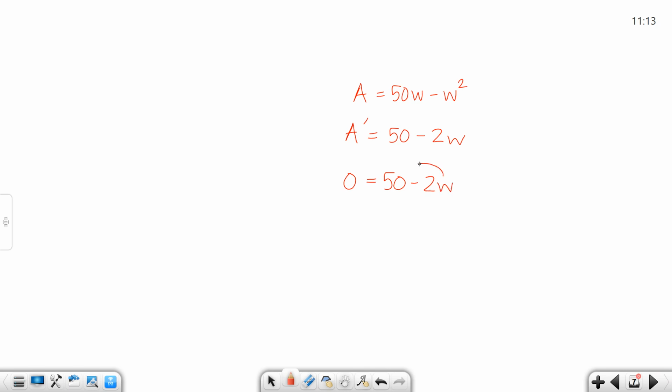Okay, I'm going to move the W over. So 2W would become positive, equals 50. So W would equal 25. Okay, so 25 is my critical number.